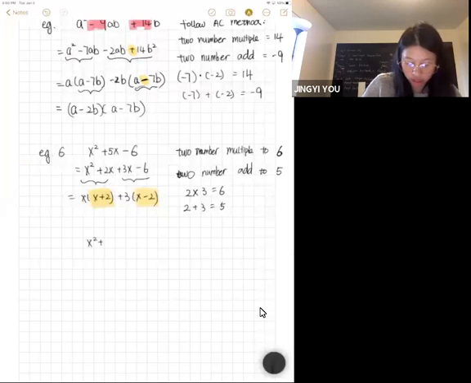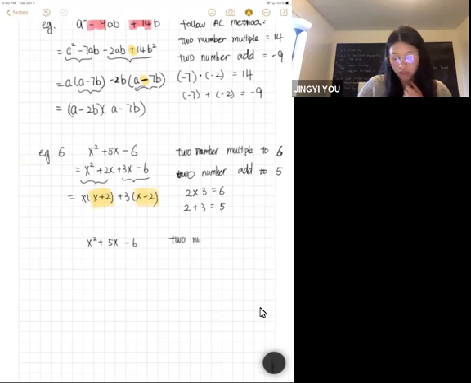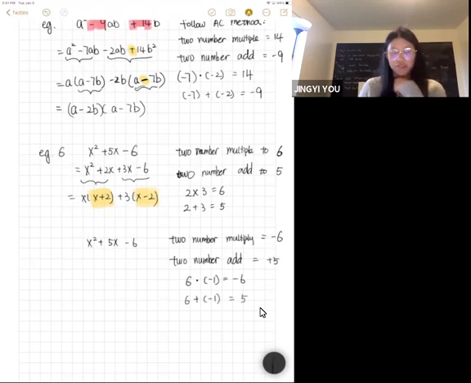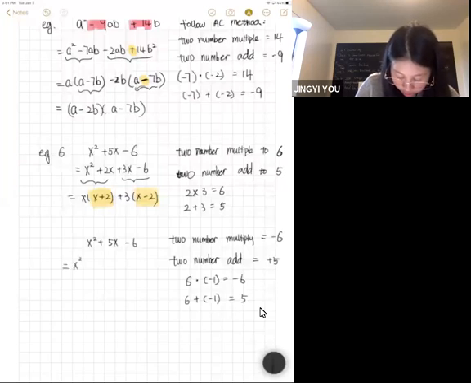So now let's do it again, carefully, with the negative sign. We want two numbers that multiply to equal negative 6, and then two numbers that add to get a positive 5. Which two numbers? I have 6 times negative 1 is equal to negative 6. And then 6 plus negative 1 is equal to positive 5. So that means 6 and negative 1 are the numbers we're looking for to split 5x.